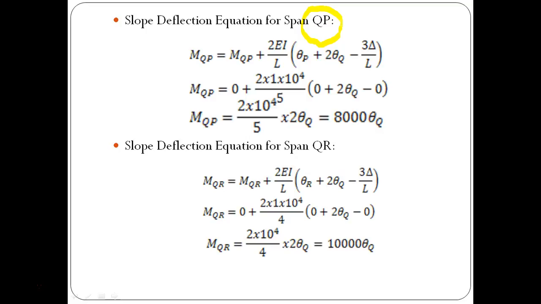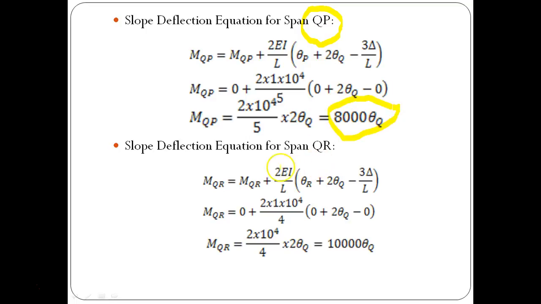As you know, moment MQP equals 0 since we have to calculate the fixed moment. Now here twice EI by L, EI is already given, L, the length of this span, is also given. Theta P is 0 at point P, and delta is also 0. So finally we get the slope deflection equation for span QP in terms of theta Q, and that equals 8000 theta Q.